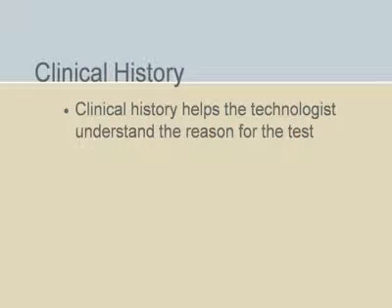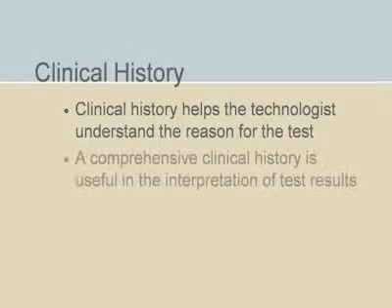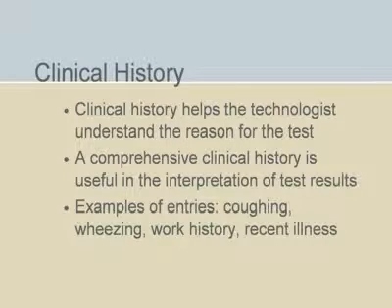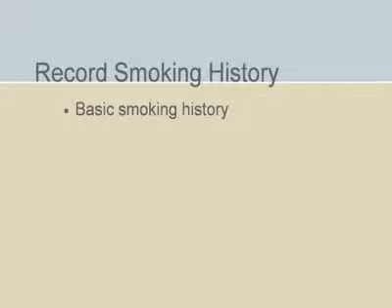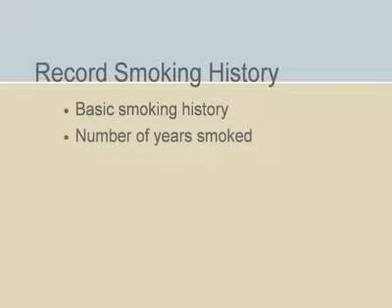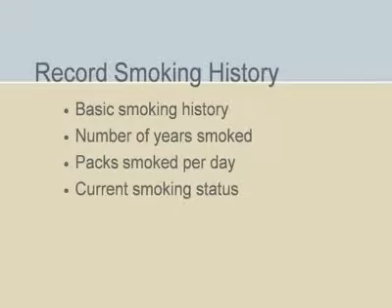Documenting the patient's clinical history is also a key component of the overall spirometry testing process, as it can assist in understanding the clinical question asked of the test. The patient's clinical history can also be useful when it is time to interpret test results. Examples of clinical history include shortness of breath, coughing, sputum production, wheezing, work history, recent illness, and so on. Be sure to include the patient's smoking history, the number of years smoked, the average number of packs smoked per day, and current smoking status.